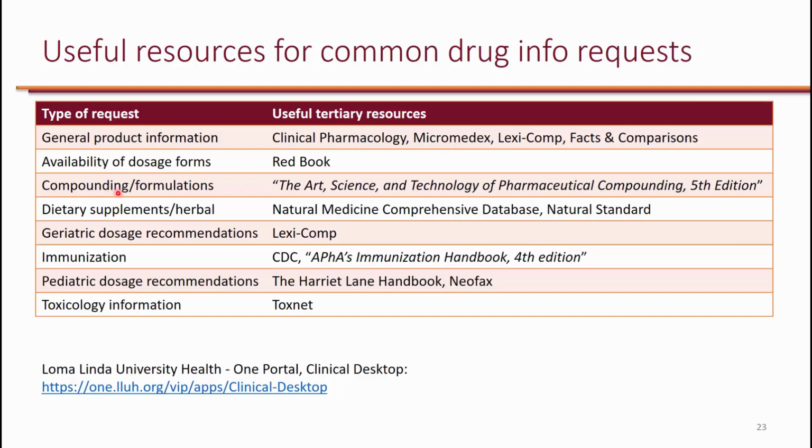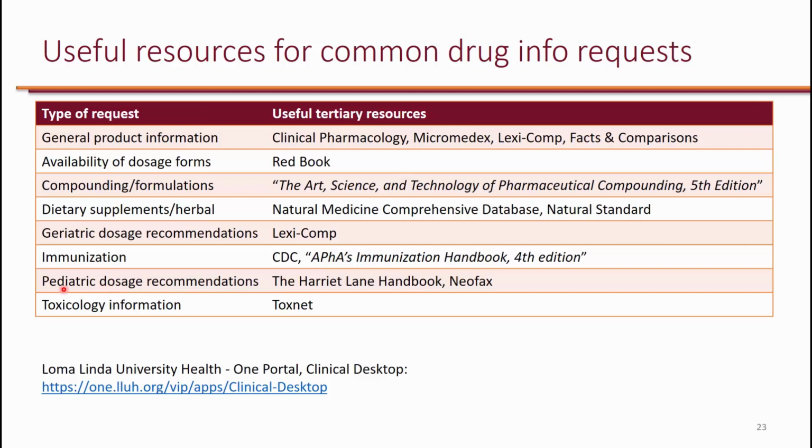For compounding and formulations, you can use a textbook called The Art, Science, and Technology of Pharmaceutical Compounding, which you can access through the APhA's pharmacy library. For dietary supplements and herbals, you can use Natural Medicines Comprehensive Database, or you can use Natural Standard. For geriatric dosing, you can also use Lexicomp. For immunization recommendations, you can use the CDC's immunization schedule. You can also use APhA's immunization handbook, which is also available on APhA's pharmacy library.